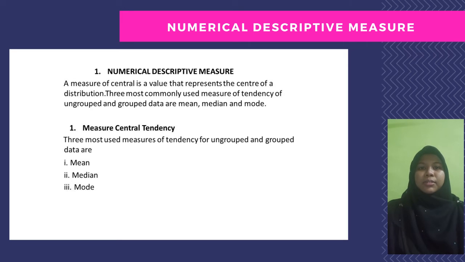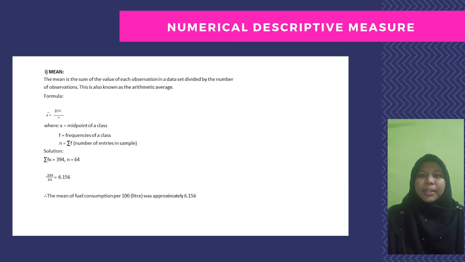I want to present the numerical descriptive measure. A measure of center is a value that represents the center of a distribution. The three most commonly used measures of central tendency of grouped data are mean, median, and mode. The mean is the sum of the value of each observation in the data set divided by the number of observations. It's also known as the arithmetic average formula.